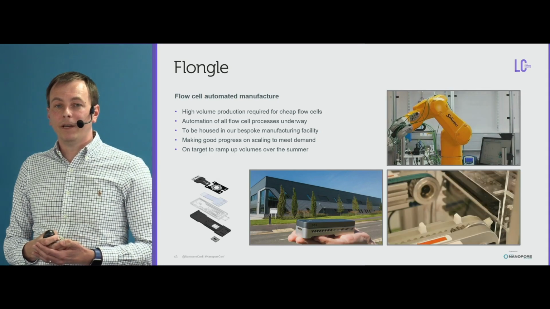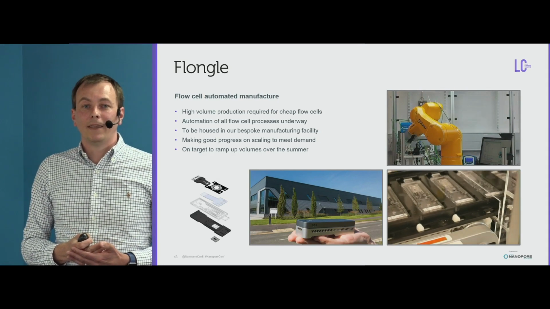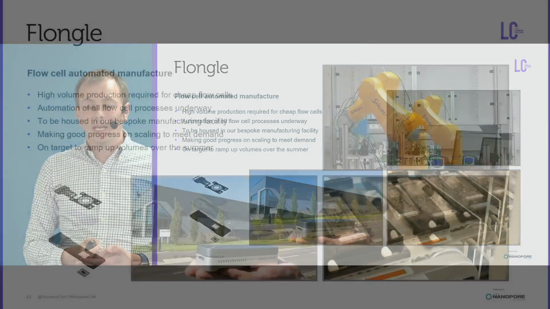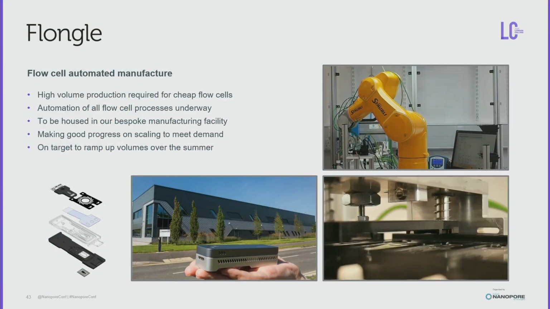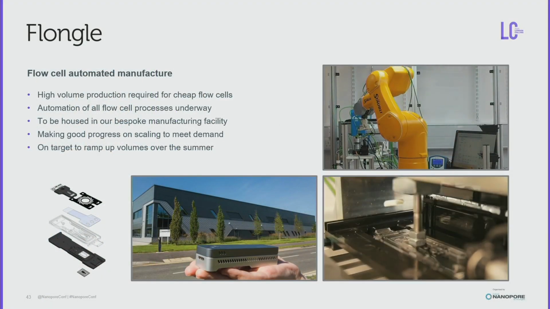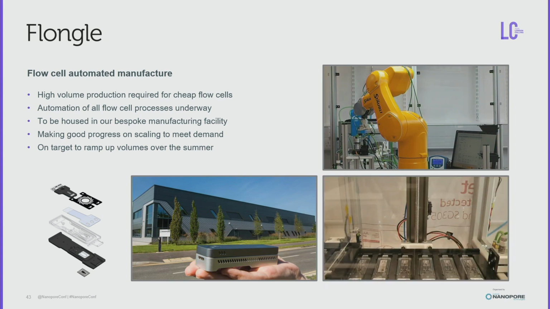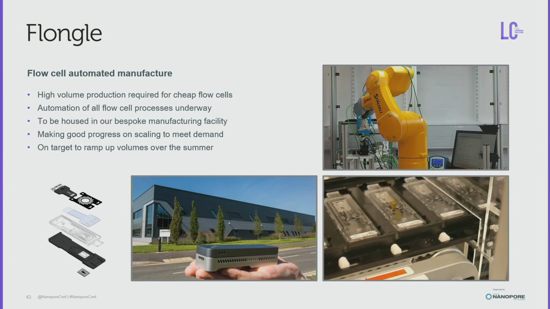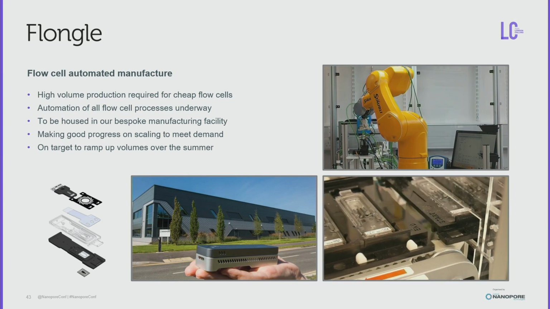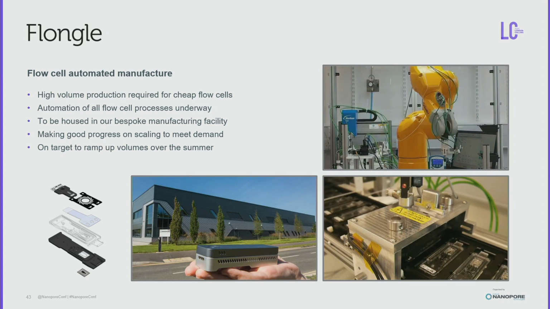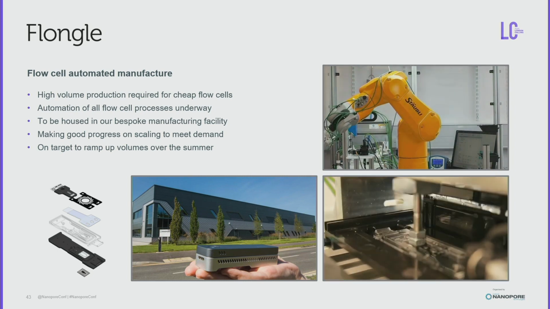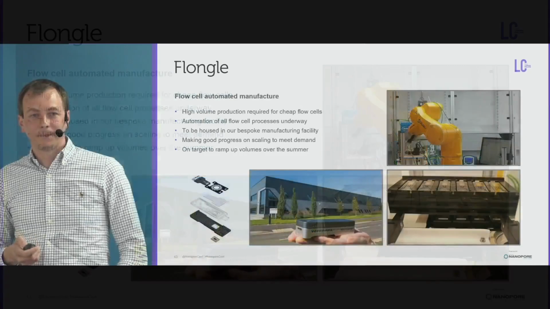Here you can see a few videos just showing them in action. That robot is the yellow robot arm that is gluing the silicon piece into the Flongle flow cell, and that can perform just shy of 100,000 units a month. And obviously we can duplicate that robot setup if we need more capacity. So looking forward to ramping up the volumes on Flongle over the summer.